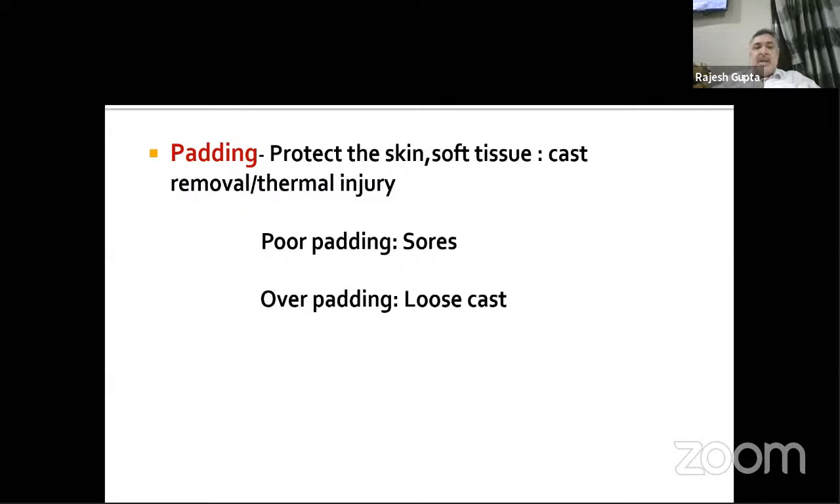The third is padding. Padding is important as it protects the skin and the soft tissues during the cast removal and also prevents the skin from thermal injury. Poor padding will lead to sores and over padding leads to loose casts. So padding has to be optimum.